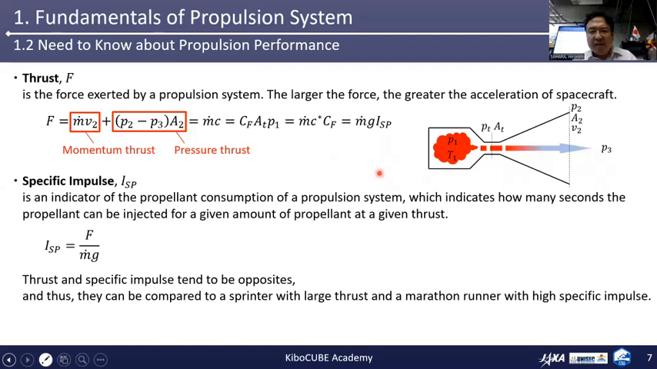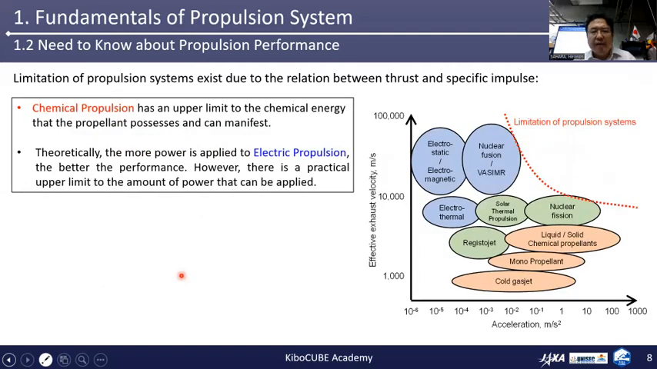Here are some indicators of propulsion system that satellite designers should be aware of. When it comes to propulsion systems, thrust and specific impulse are the first two important factors. Thrust is the amount of force exerted on the satellite, and specific impulse is like fuel consumption, so to speak. Since thrust and specific impulse are opposing indices, no propulsion system yet exists that can achieve both as much thrust as chemical propulsion and as high a specific impulse as electric propulsion. Therefore, there are limits to propulsion systems.